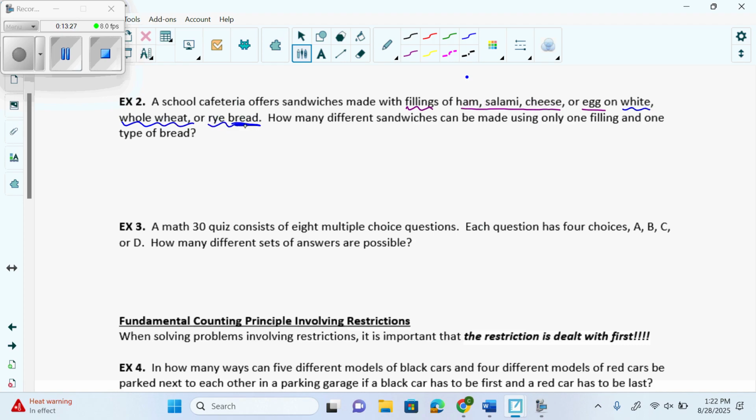So let's keep reading. How many different sandwiches can be made using only 1 filling and 1 type of bread, not 1 piece? Okay? So I'm choosing 1 of each, so I'm allowed to use the fundamental counting principle. This is the filling, and and means I multiply. This is the bread.